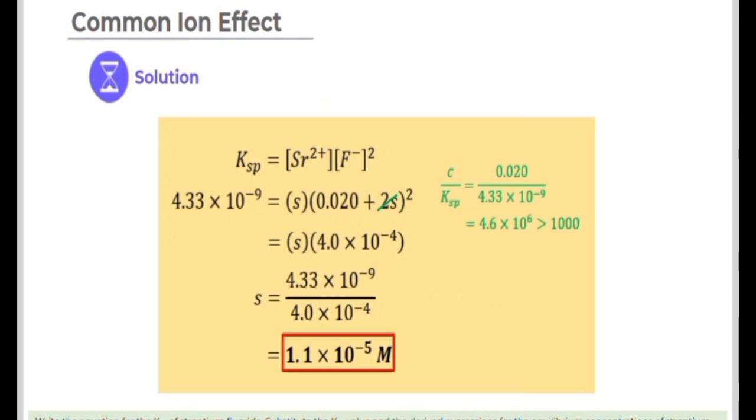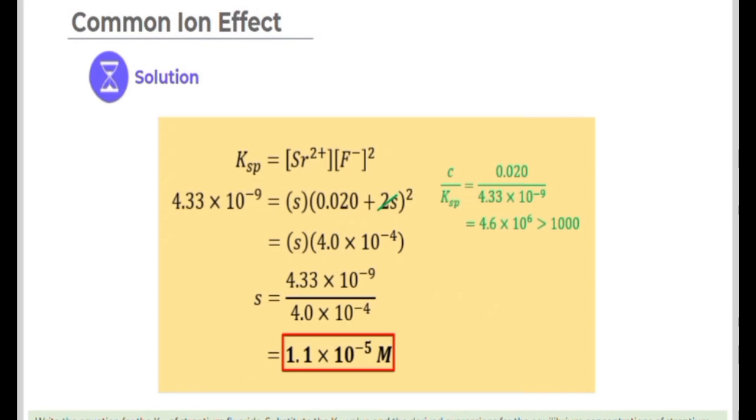With the equation for the strontium fluoride Ksp, substitute the strontium chloride value and the derived expressions for the equilibrium concentrations of strontium and fluoride ions. To make the resulting equation simpler, let us assume that the value of S is too small compared to 0.020 molar. Dividing 0.020 by the strontium fluoride Ksp value gives us a value greater than 1000. With this, we can neglect 2S added to 0.020.